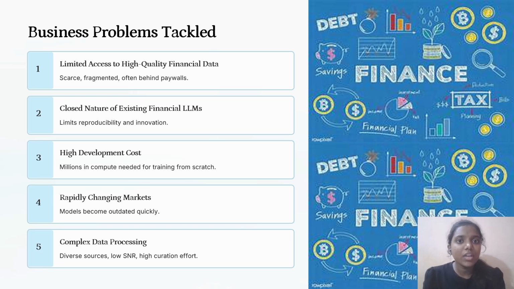With this project, we address business issues like limited access to high quality financial data, closed nature of existing financial LLMs, high development cost, rapidly changing markets, and complex data processing.